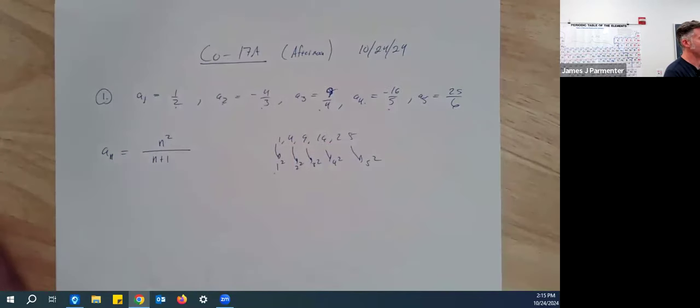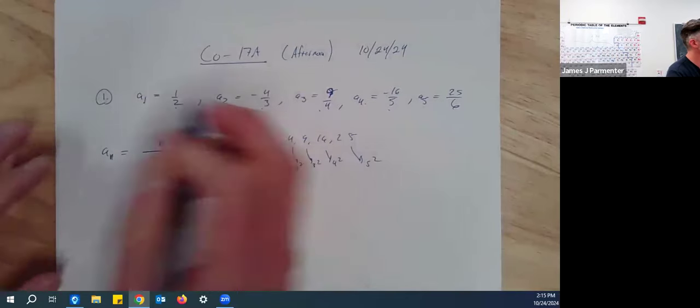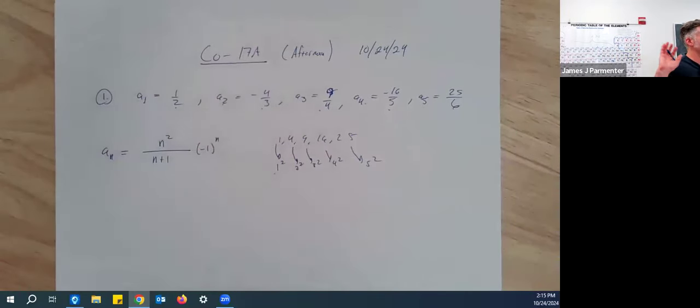And then the last piece is alternating. Here's the easiest, fastest way to do the alternating. Start with a negative 1 to the n, regardless of anything. If you know it's going plus, minus, plus, minus, or minus, plus, minus, plus, start with a negative 1 to the n, and then plug in your first n value. What's my first n value?